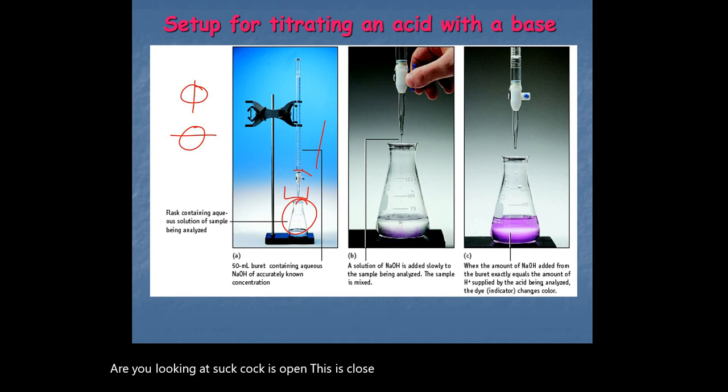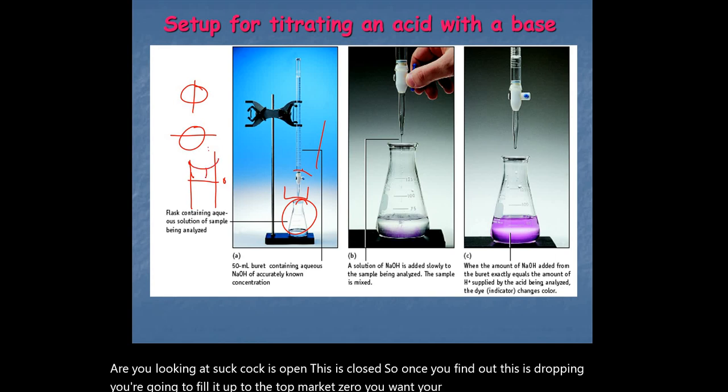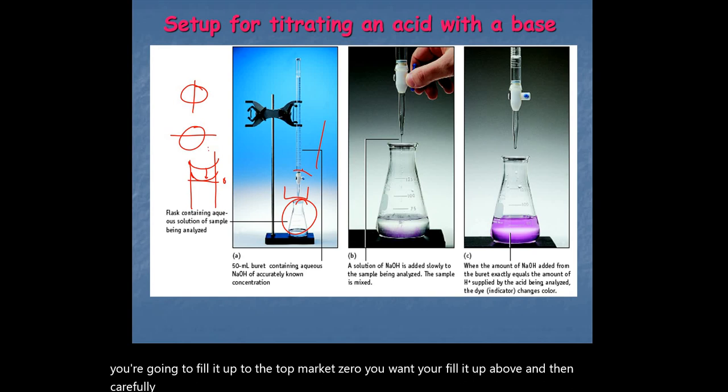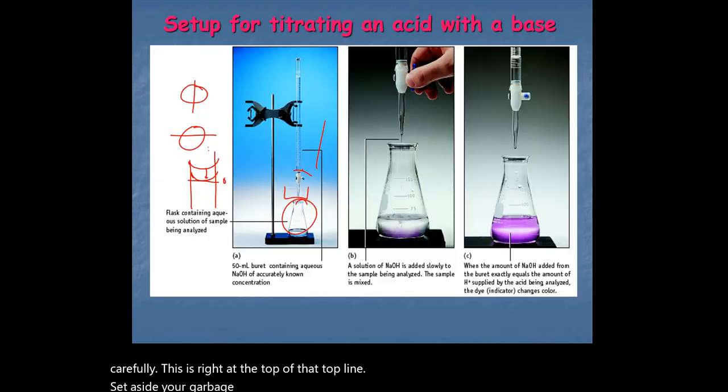Once you find out this is dropping, you're going to fill it up to the top. So your top mark is 0. You want to fill it up above and then carefully bring it down so the meniscus is right at the top of that top line. Okay? Then you're going to set aside your garbage beaker.